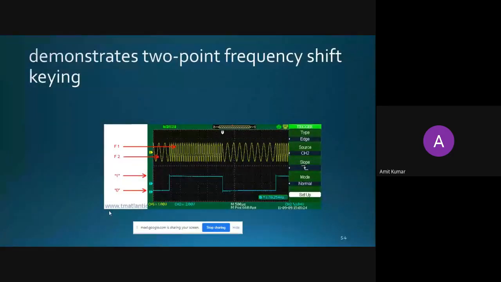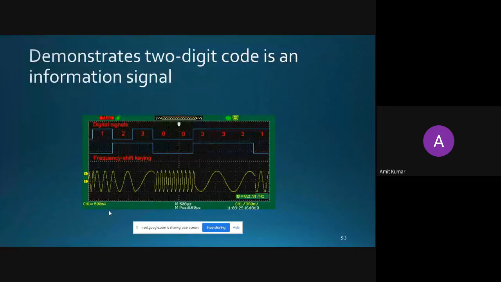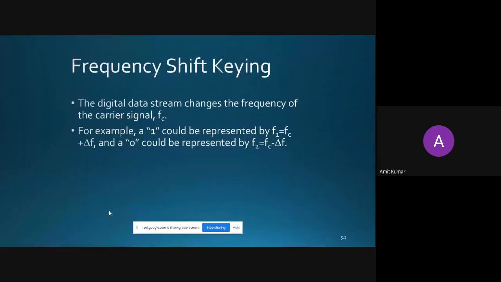Screen is not visible. Now, so just quickly you can see that thing.